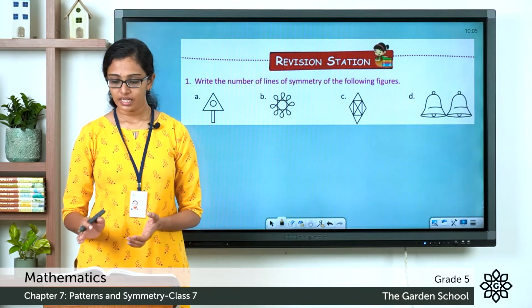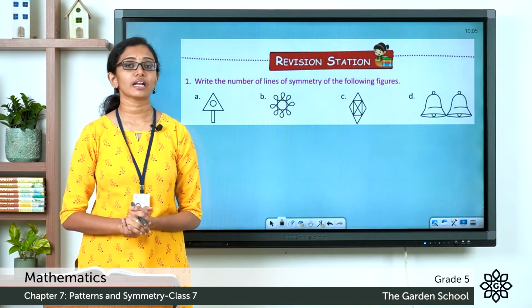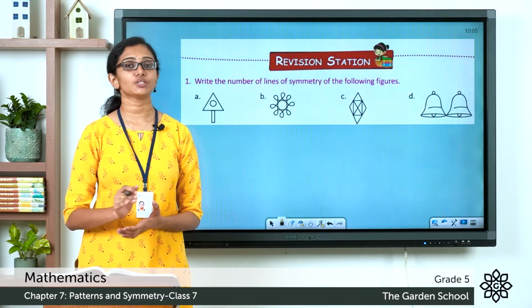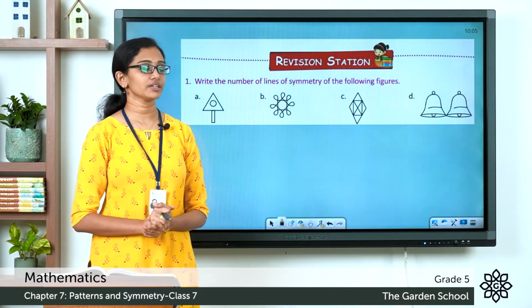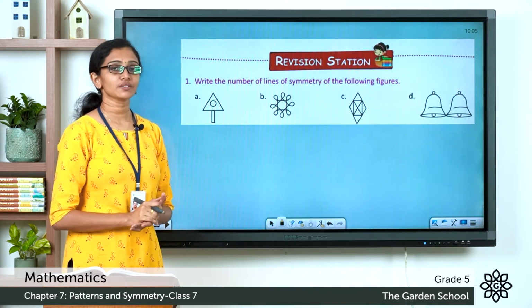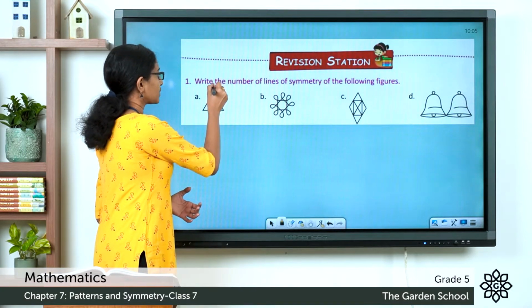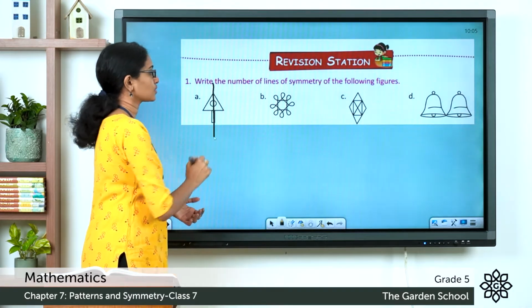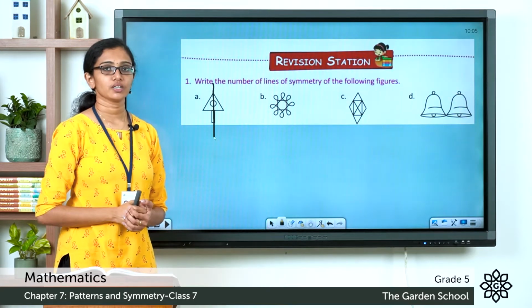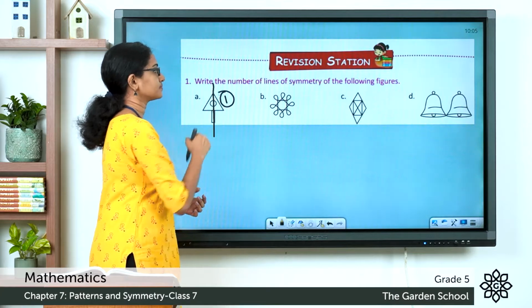Now you can see a set of 4 images here. You're asked to find out how many lines of symmetry are possible in each of these figures. Let's see the first one. See, question A. How many lines of symmetry are possible for this? There is only one line of symmetry, one vertical line of symmetry possible for this picture. So the number of lines of symmetry for this one is 1.